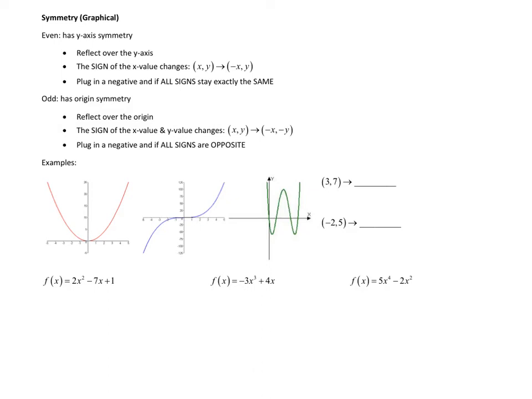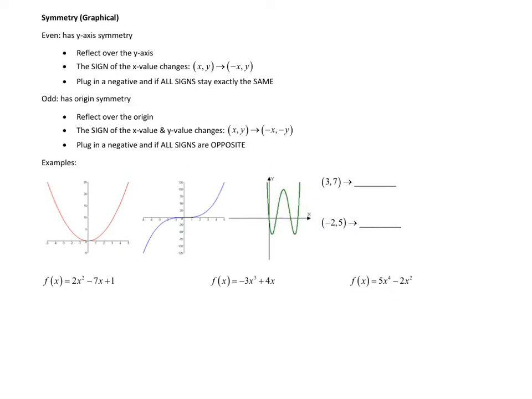The next way that we can describe a graph is by its symmetry. So there's different types of symmetry, but we're going to look at graphical symmetry, which means we're going to look at two types of symmetry. Even, which is the y-axis symmetry, and odd, which is an origin symmetry.